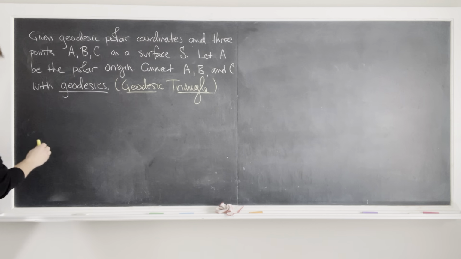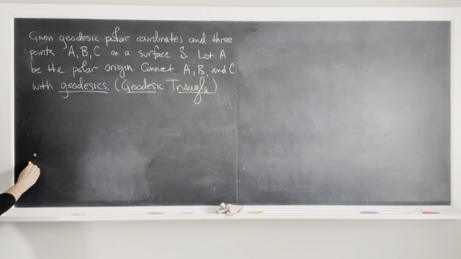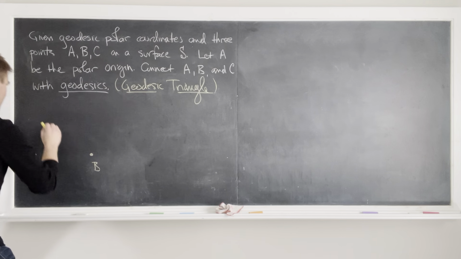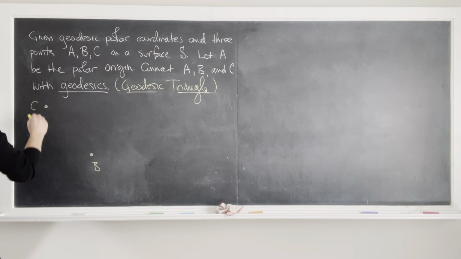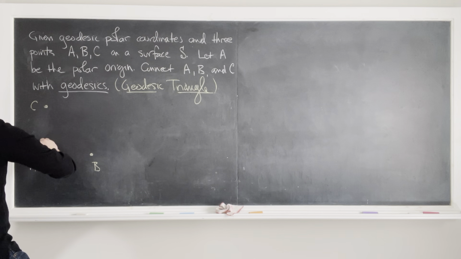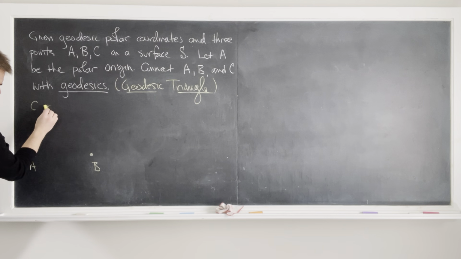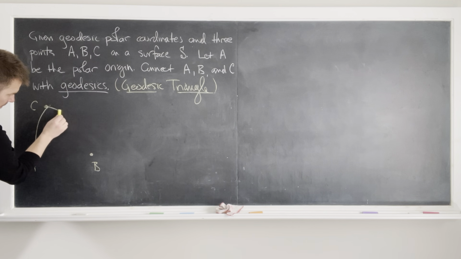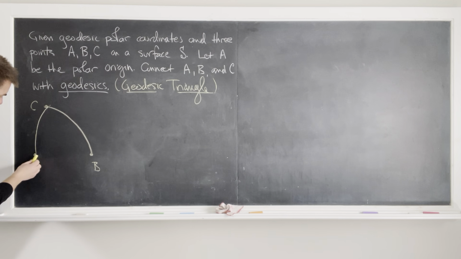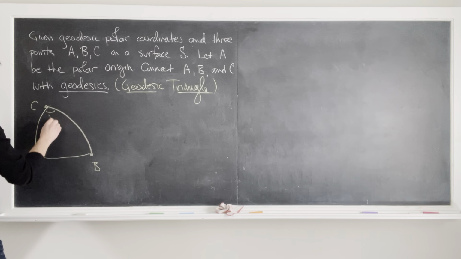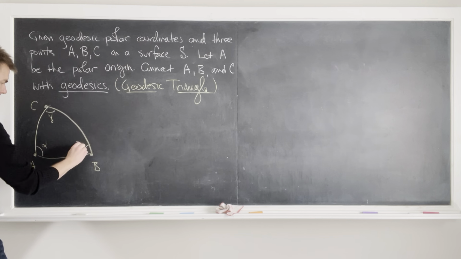So let's take a look over here. Here's my point A. Here's my point B. And here's my point C. I'm going to connect these with geodesics. The geodesic over there, there's a geodesic over there, and then here's the geodesic over here. Okay, so there's my geodesic triangle. And I have angles inside here: there's angle alpha, there's angle gamma, and there's angle beta.